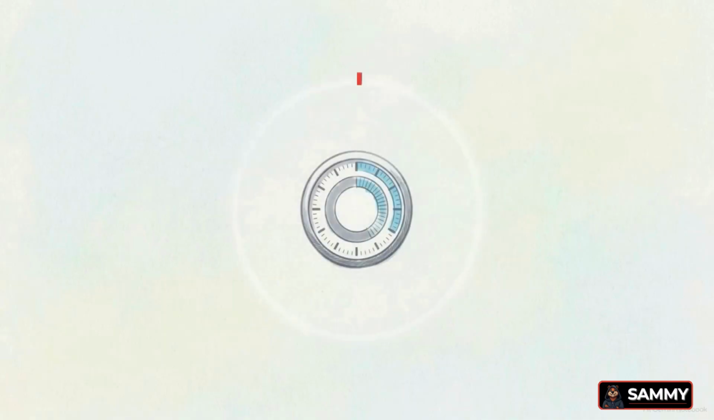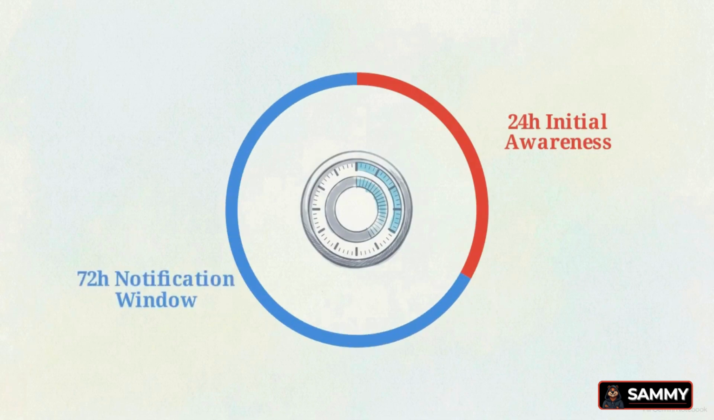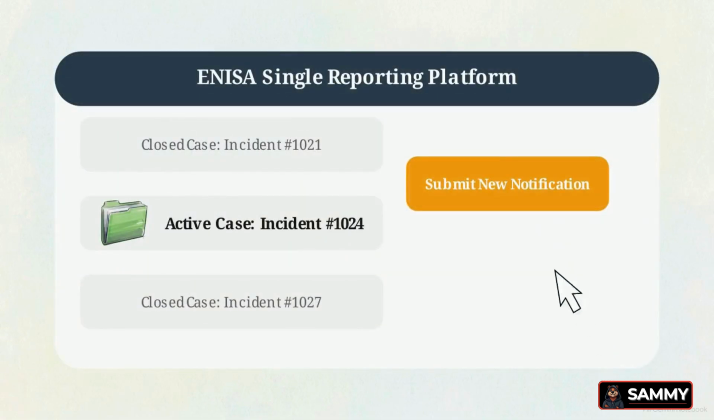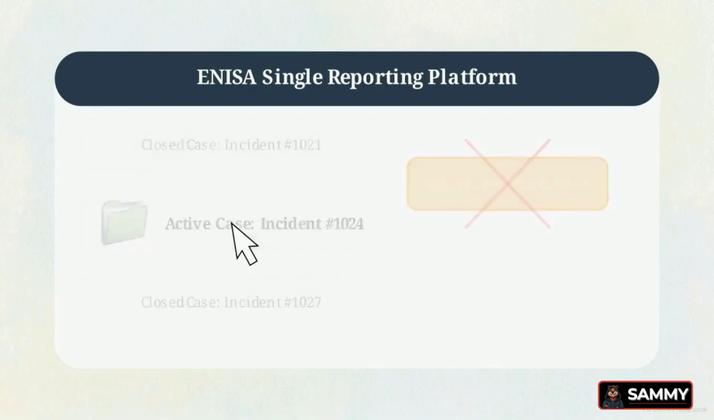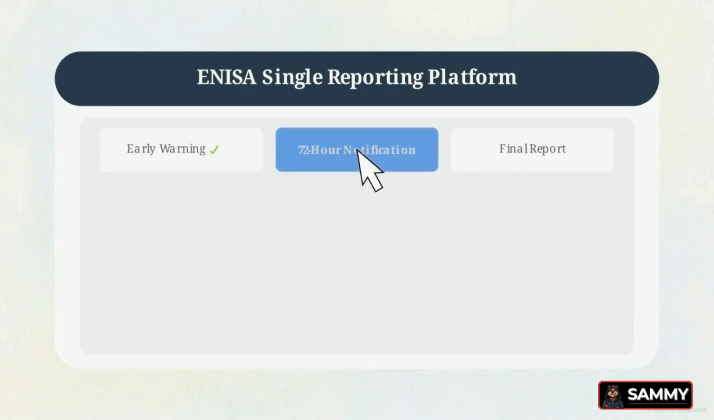That brings us to Phase 2. The 72-hour vulnerability notification. Keep in mind, this 72-hour window runs concurrently alongside your first 24-hour clock, starting from your initial awareness of the exploit. To make this update, you must reopen your exact same case record on the dashboard. Do not create a new notification, as that splits your compliance record. Once you are inside the original case file, simply navigate over to the 72-hour notification tab.